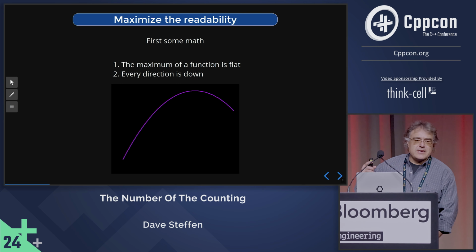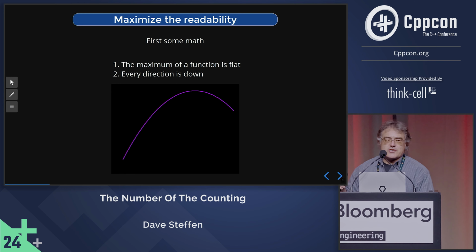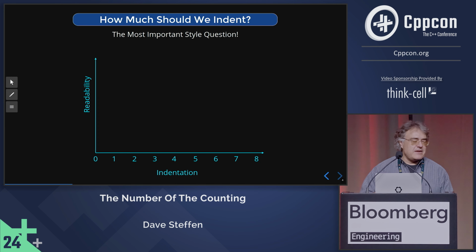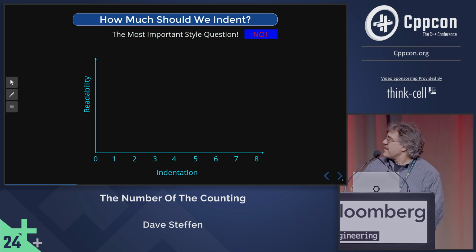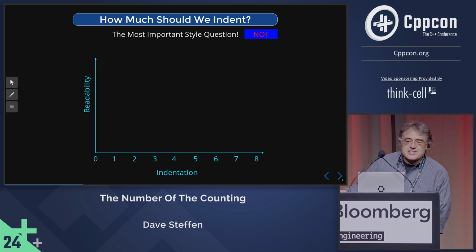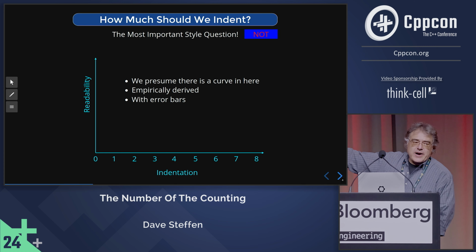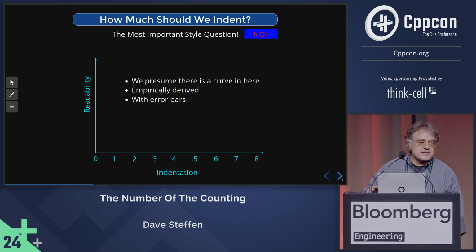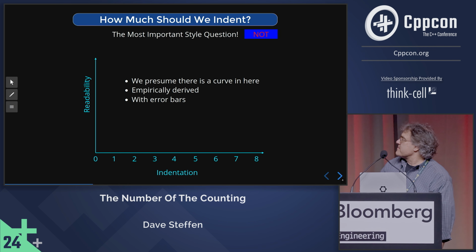So what we're going to talk about is absolutely the most crucial decision for how you make your code readable. Clearly, it's how much you indent, right? This is not the most crucial, okay. But someone has to decide, right? So we presume if we graph readability versus how much you're indenting your code by, that there is a graph here. We don't know what it is, we might have to measure it, but there's something there, right? So we may have to measure this, we do it empirically, and there's going to be error bars. That's okay, but we'll see what we can do.